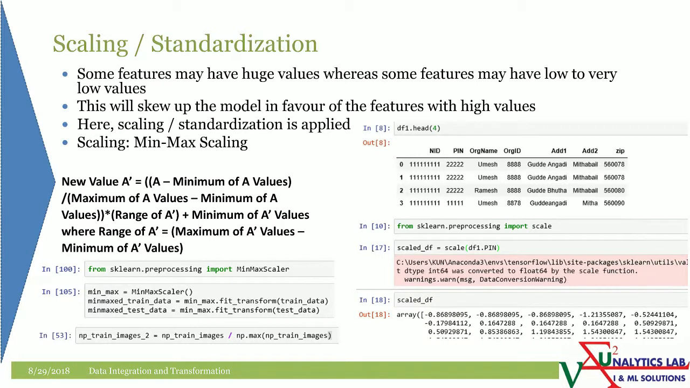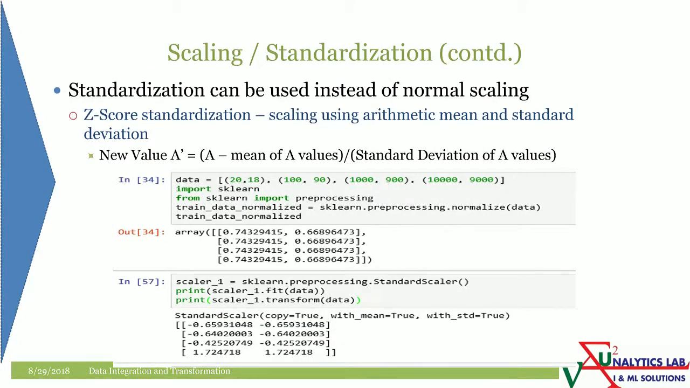Some of them are min-max scaling, and others, like you can use simply the value divided by the maximum value. You can have other standardization methods. We'll look at some of them. One of the popular methods of standardization is Z-score standardization. This is scaling using arithmetic mean and standard deviation. The new value A dash is equal to A minus the mean of A values divided by the standard deviation of A values. And there are various utilities available as a part of preprocessing in sklearn, like normalize, standard scaler, etc., which we can use effectively.